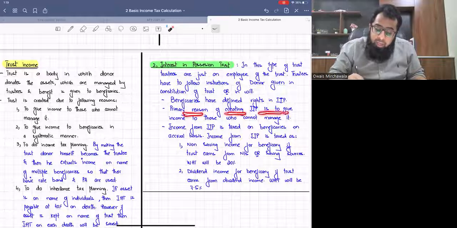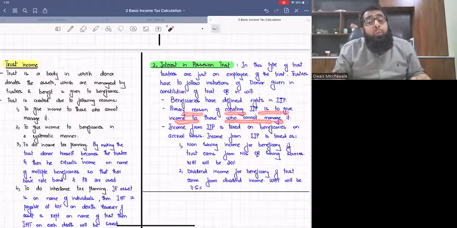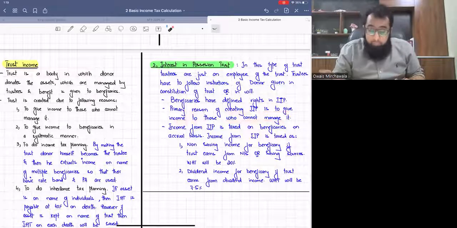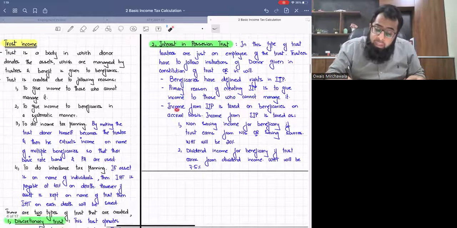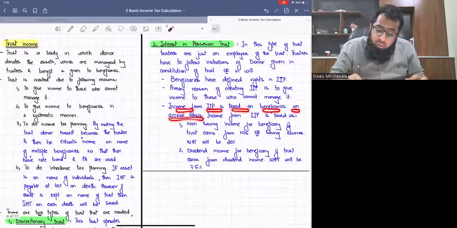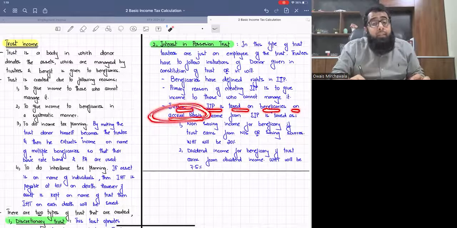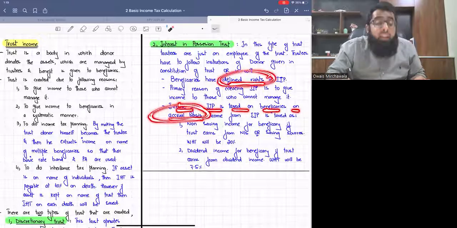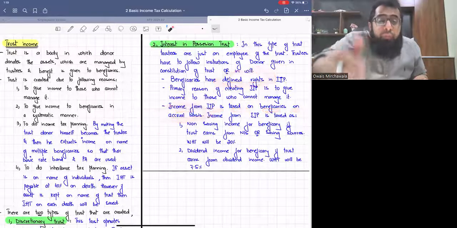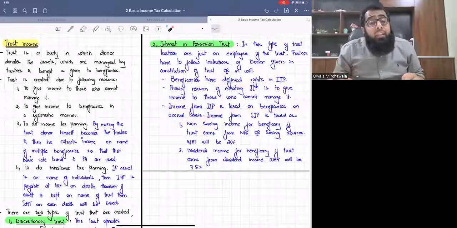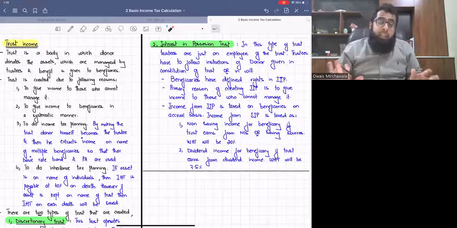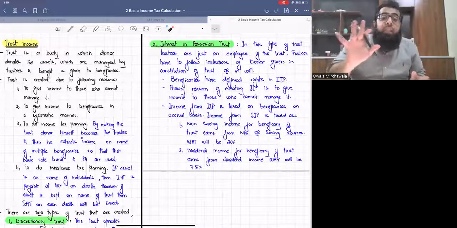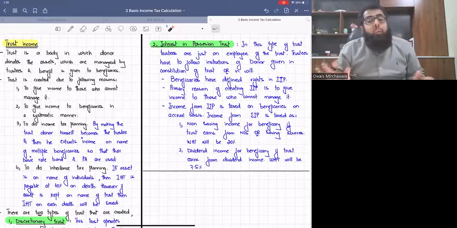The primary reason for creating an IIP is to give income to those who cannot manage it. Income from an IIP is taxed on beneficiaries on an accrual basis, because here you have defined rights. So even if you haven't received your income share this year, it will be taxed because you will receive it. Your right has accrued.